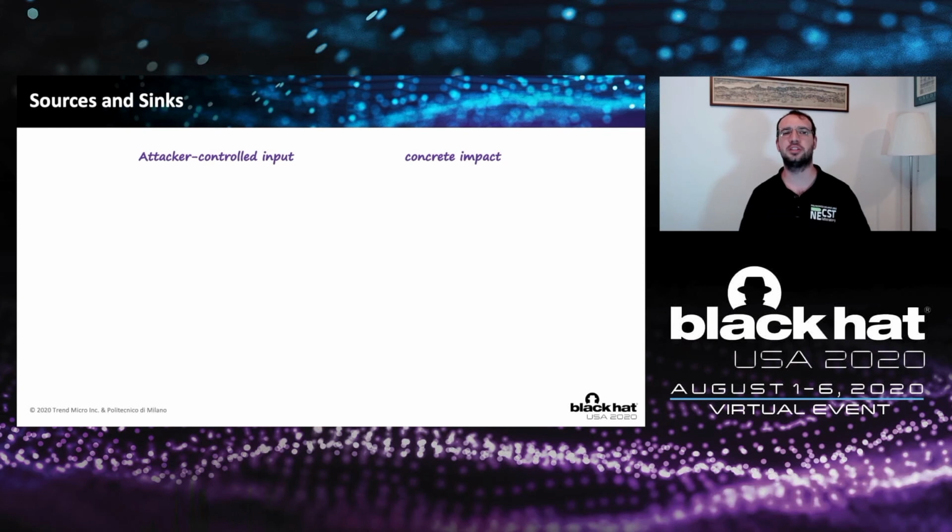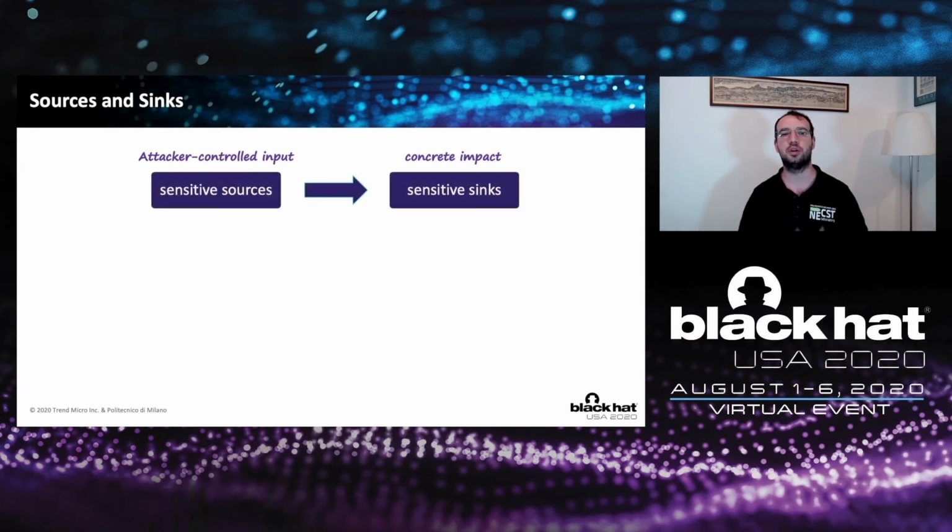The vulnerabilities that we have considered so far depend upon the fact that there is some untrusted, attacker-controlled input in a task program. This input will end up influencing some operation in the robot with a concrete effect, such as moving the robot. So basically what we're talking about is taint-style vulnerabilities. Generally speaking, we have a taint-style vulnerability whenever we have an unsanitized data flow between a sensitive source and a sensitive sink.